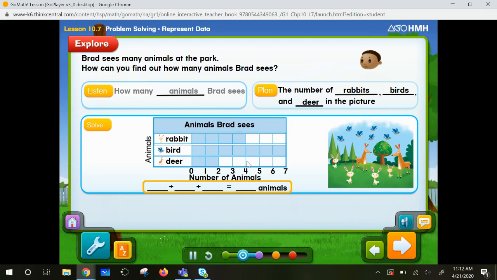How does the bar graph help you solve the problem? You can see how many of each animal there are, so you can add those numbers together to find how many animals Brad saw. So looking at the bar graph, you can see there are 4 rabbits, 7 birds, and 2 deer. 7 plus 2 is equal to 9. Count forward 4 from 9 to find the total number of animals. 10, 11, 12, 13. Brad sees 13 animals at the park.